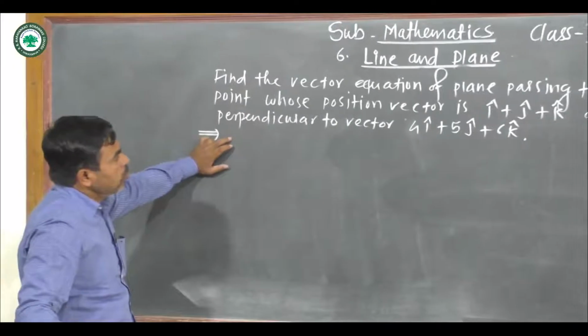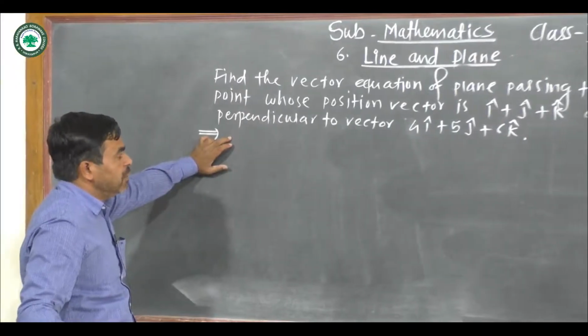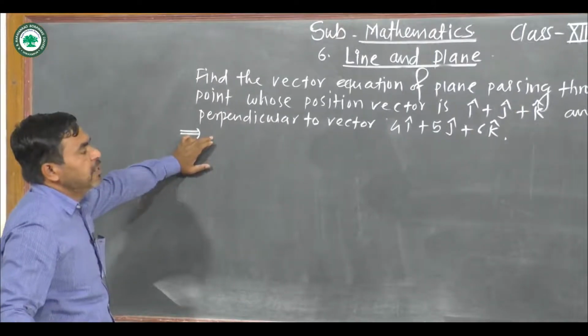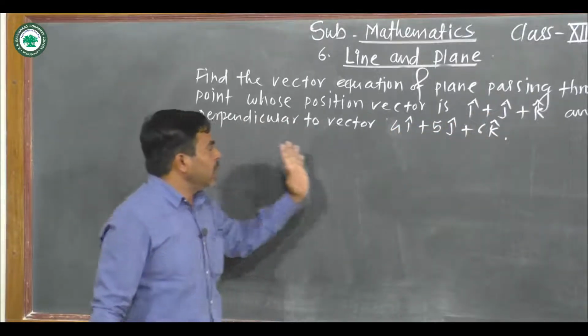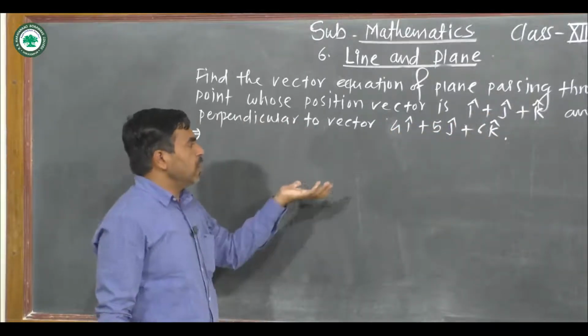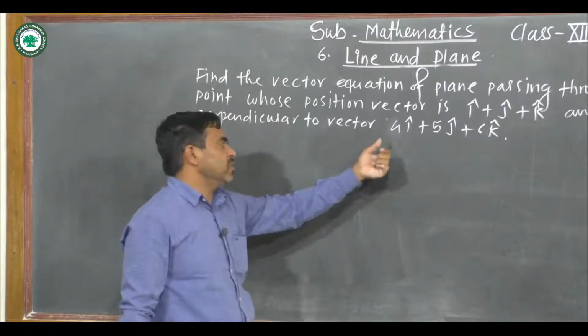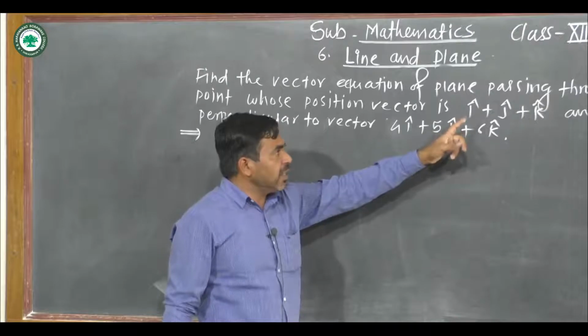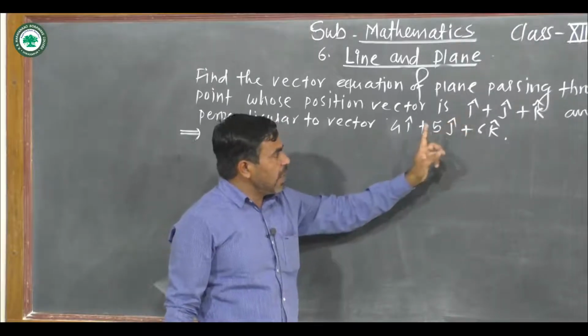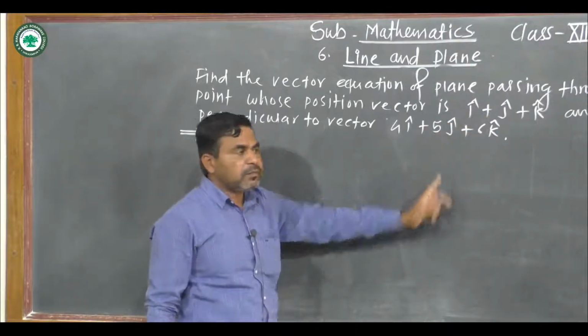See here, the point through which the plane passes is given, which means the position vector of that point is given, and that is i cap plus j cap plus k cap. The vector which is perpendicular to our required plane is also given, that is 4i cap plus 5j cap plus 6k cap. It means that here a bar is given and n bar is given.